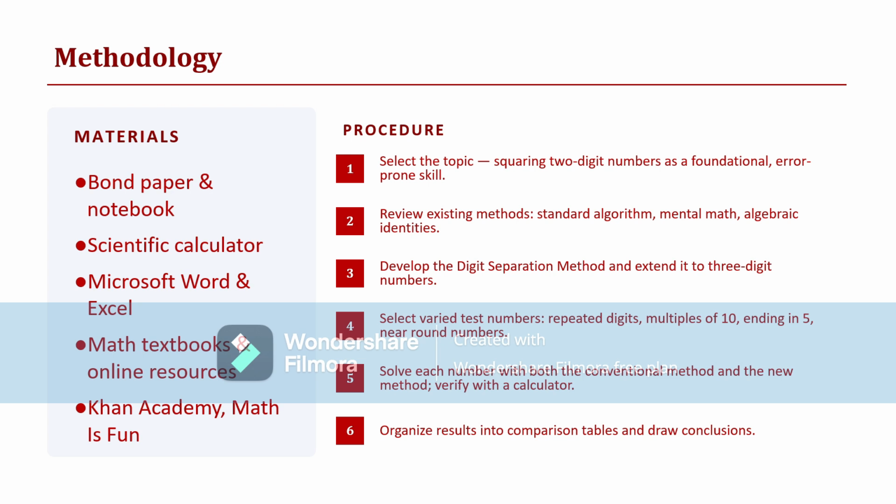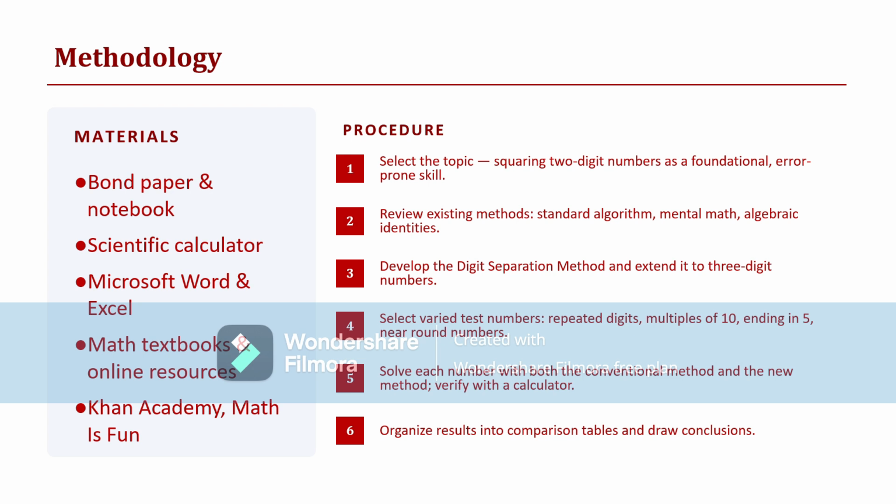It takes longer, but what we are giving now is a new idea which can be used further, and then we also try to apply it to 3-digit numbers. The procedure now is to develop a digit separation method and extend it to 3-digit numbers. And fourth is to select varied test numbers like repeated digits, multiples of 10, and numbers ending in 5. So we are trying to test the numbers.